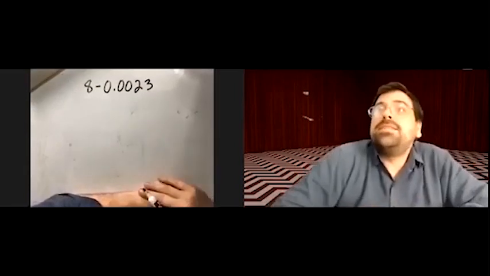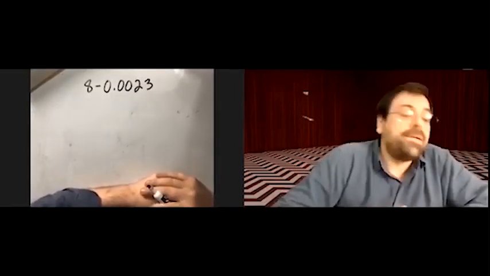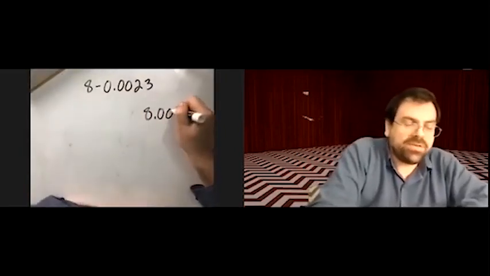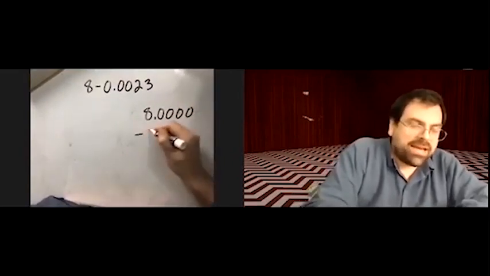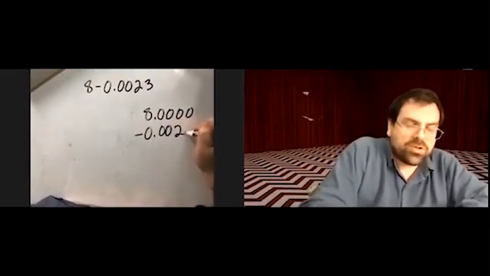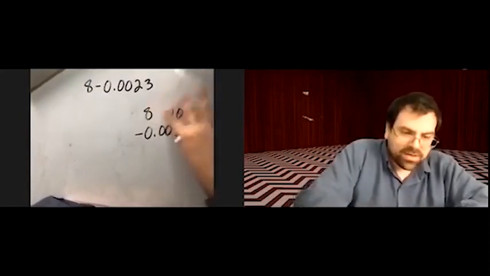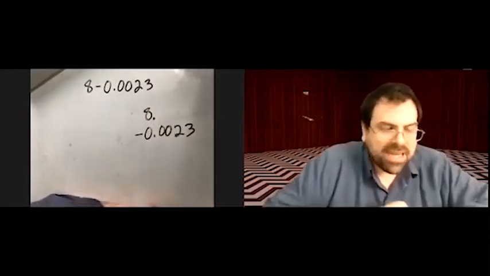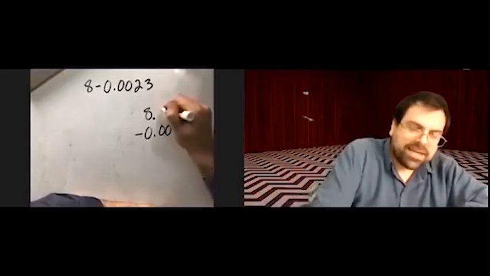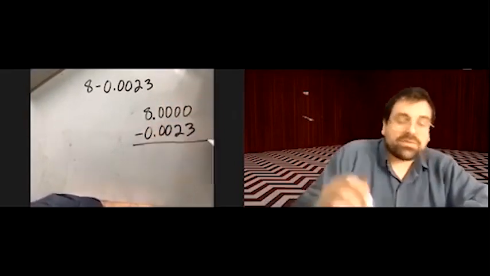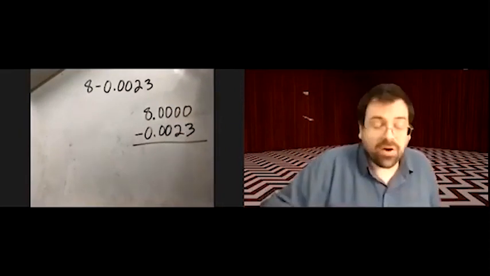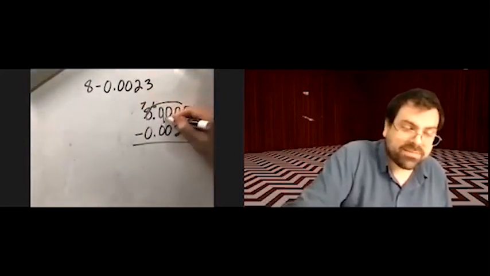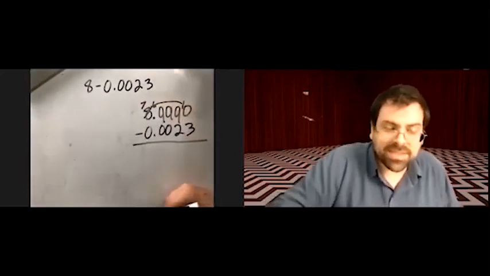Let's look at this one. 8 minus 0.0023. When we line it up, that would be 8 point. We need 4 of them. 0, 0, 0, 0. Minus 0.0023. Why did I put all those in there? Because the decimal has to line up, which means it's 8 point. And because of all these blank spaces, I need to fill them with zeros, which means the subtraction is going to be involving 0. We're going to borrow. 8 becomes a 7. All the skipped zeros become 9s, and that 0 becomes a 10.